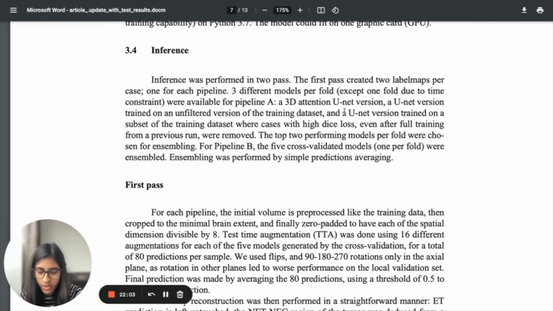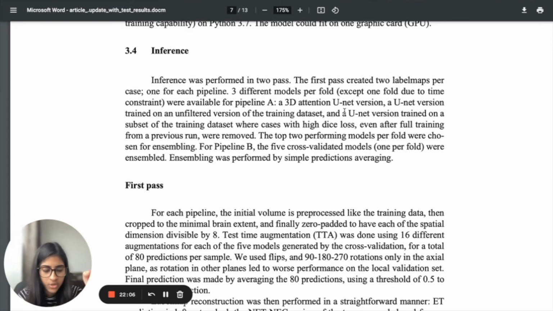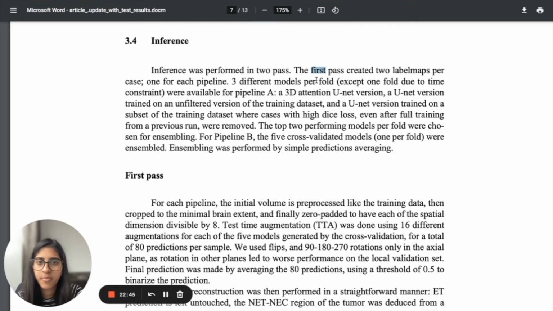For the inference, it was basically performed in two passes. This part was also wrong in my earlier understanding because I looked at another research paper and it talked about something else. For the first pass, the models available from each pipeline were assembled separately and then averaged. The second pass was that they created two label maps for each case. Label maps are basically the prediction. If you have a chessboard, you would have label maps saying this is the pawn, this is the rook, this is the knight, etc.